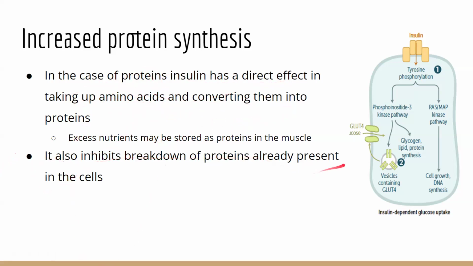It also inhibits breakdown of proteins already present inside the cells. So someone with insulin deficiency will have both of these. He'll have a breakdown of proteins already present, and he'll also not take up amino acids. So amino acids will be free floating and there will be breakdown of proteins present. So that's called muscle wasting. Mostly proteins are in the muscle, right? Excess nutrients are stored as proteins in the muscle. So with muscle wasting, those patients will be really thin. They lack muscle bulk. Okay.